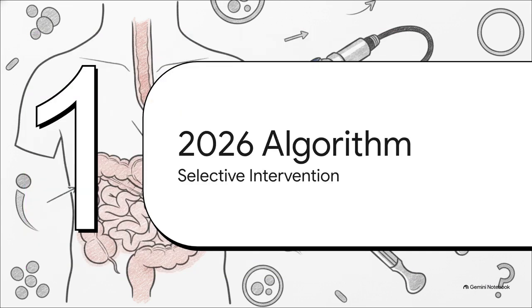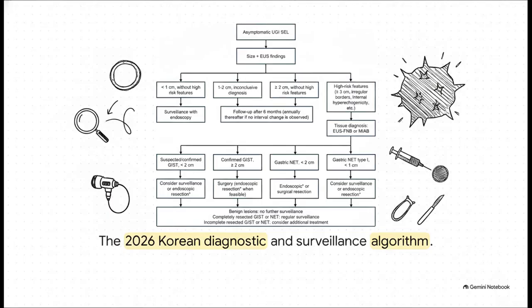Section 5. The 2026 Management Algorithm. Okay, so how does this all come together? If you look at this 2026 algorithm, you'll see the main branch points are entirely dictated by size and EUS findings. See on the left? Asymptomatic lesions under 1 centimeter with 0 high-risk features, they just get routine endoscopic surveillance.